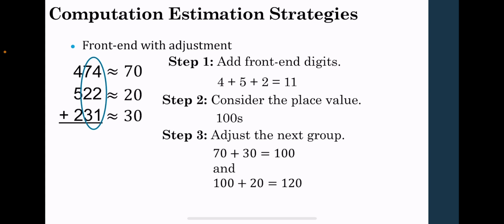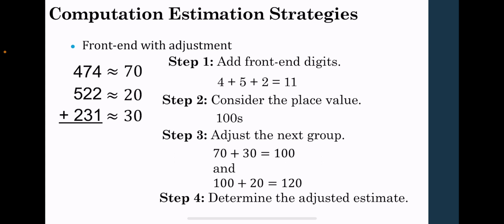Then you're going to add those together. I'm going to do 70 plus 30 is 100, so grouping those to a nice number. And then 100 plus 20 is 120. Then I'm just going to determine our adjusted estimate. So we had 11 100s plus 120. 11 100s is 1,100 plus 120 gives you 1,220.